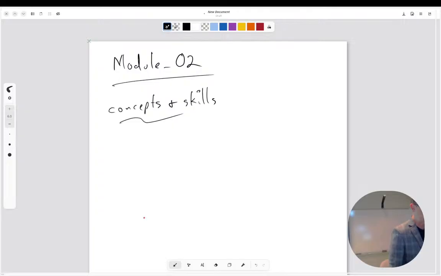All right, first step is, what was module 2 about? What kind of concepts or skills did we need for it? And then next step, how do you actually demonstrate that you can do those?